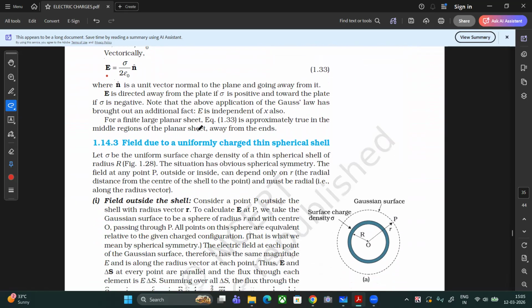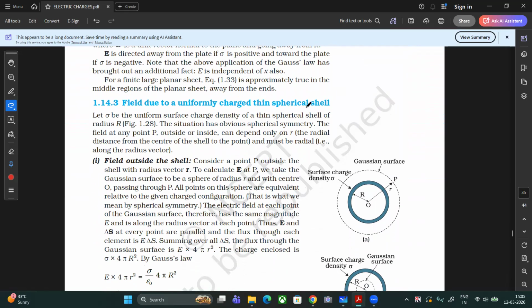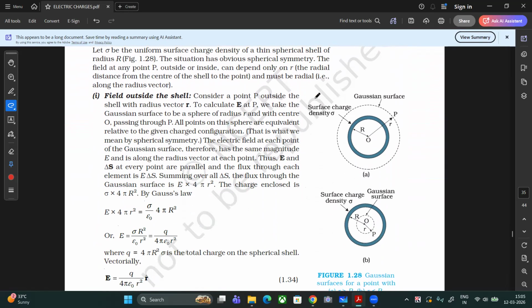Next is the electric field due to a spherical shell. We have three points: outside the shell, on the shell, and inside the shell. First, we take the electric field outside the shell. This is the radius of the shell, and this is the point where we have to find the electric field, at distance r. We use the E dot del S formula, where del S is 4 pi r square, the surface area of the sphere.